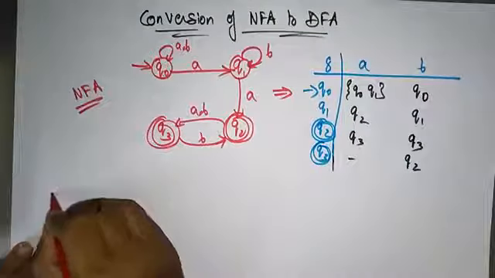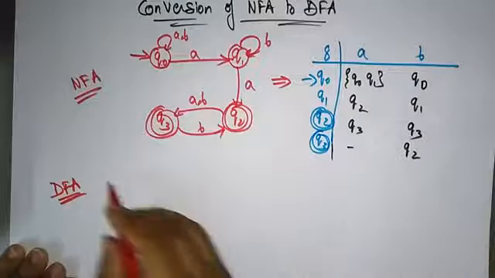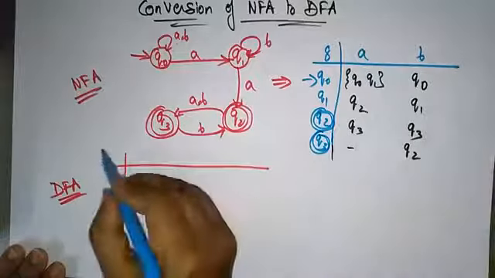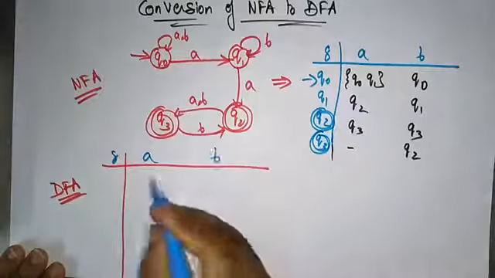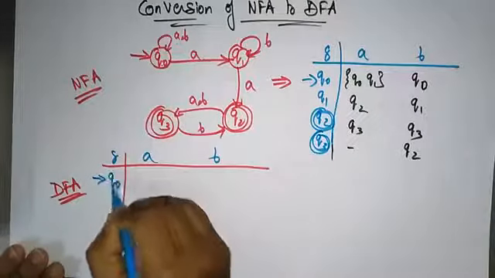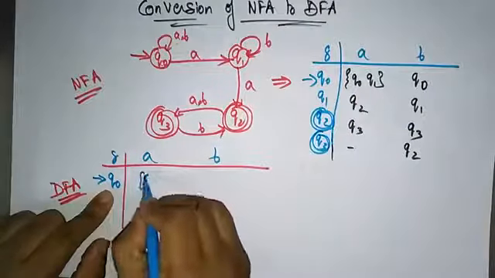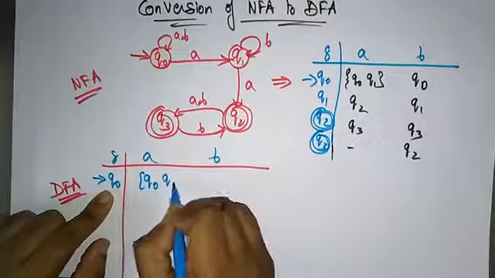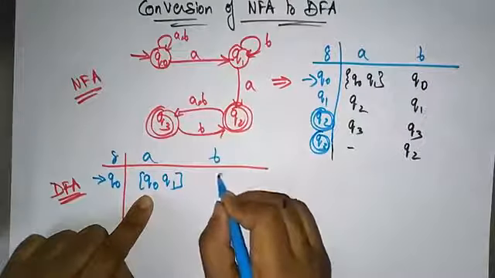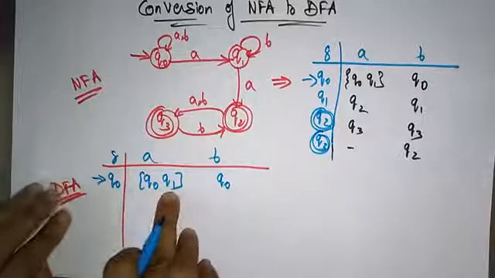Now I am constructing the DFA table. With the help of the DFA table, I can translate it into a diagram. Let's take the DFA table, with transitions A, B. The initial state is Q0. Q0 on A goes to Q0, Q1. I'm taking this as a new state rather than separate states. And Q0 on B goes to Q0 itself, so Q0 is already constructed. Now I am taking Q0, Q1 as my new state.